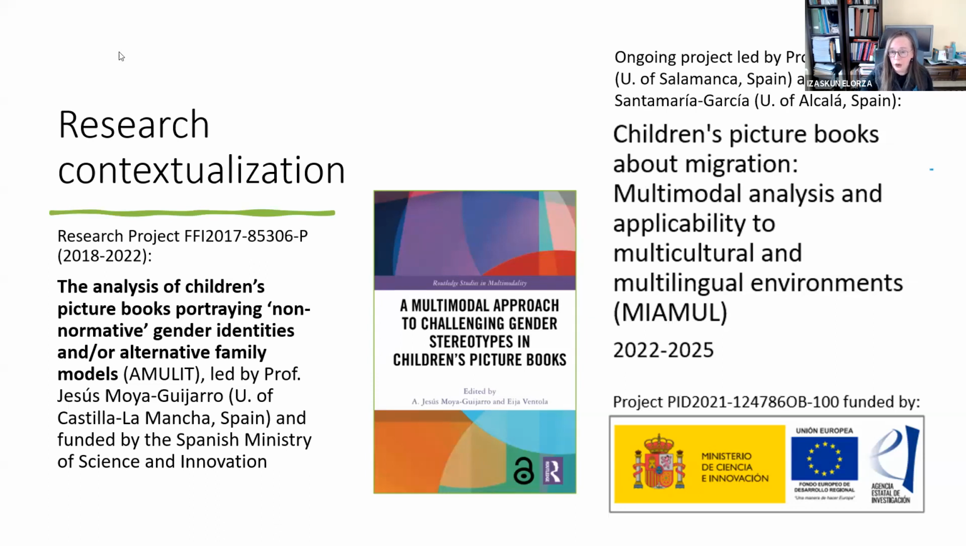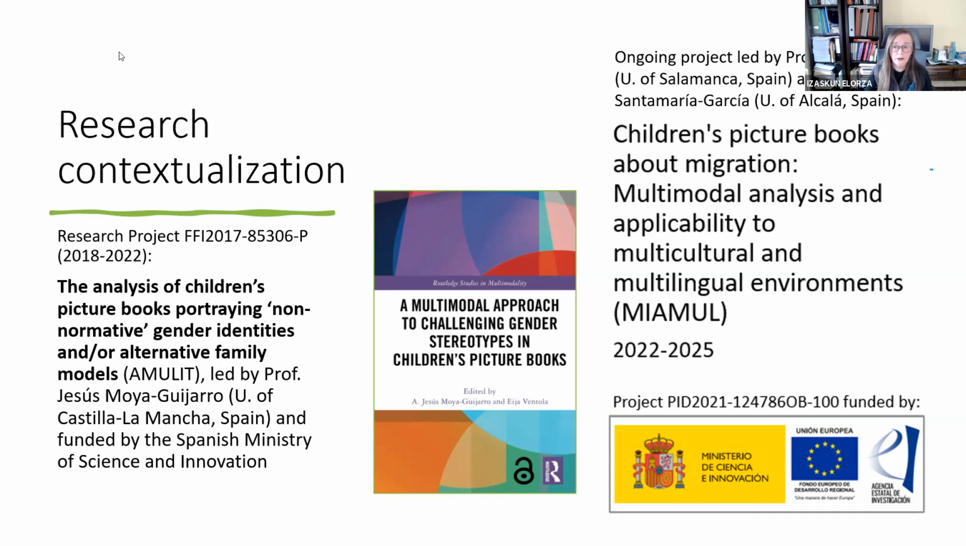And there you can see one of the outcomes of that project, the edited book by Jesús and Aija Ventola, dealing with this multimodal approach to challenging gender stereotypes in children's picture books. And my chapter in that volume, I will be referring to that very often in this second part of the talk. And now we have an ongoing project that I am leading together with Professor Carmen Santamaría García from the University of Alcalá in Spain, and with Jesús and Aija and many other members.